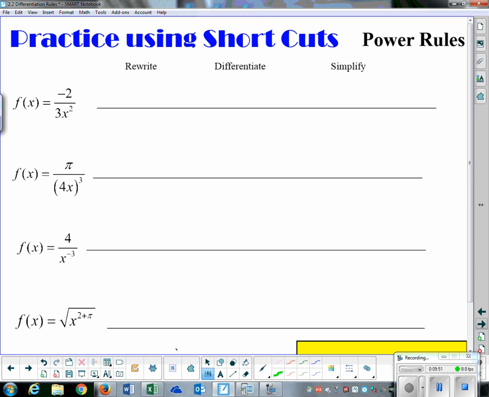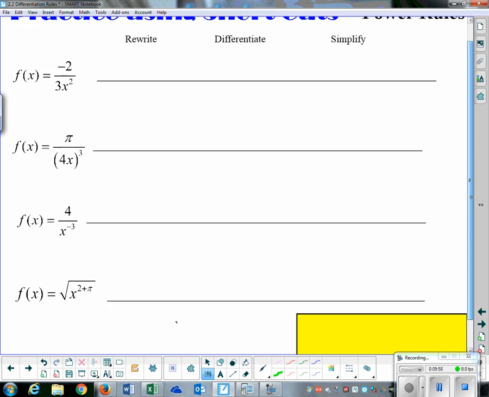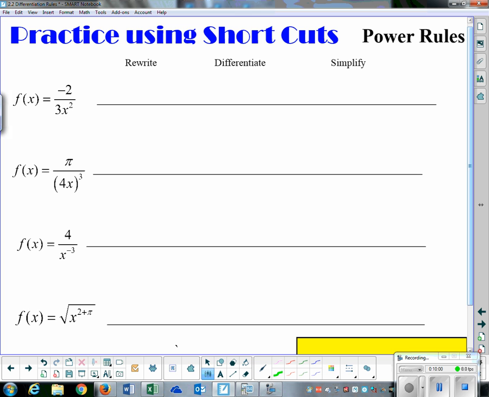Sometimes you get into problems where it looks really complicated, and you might be better off rewriting it. For instance, this x squared that's down in the denominator, I think I want to rewrite that as a negative exponent. So first off, I'm not doing the derivative.